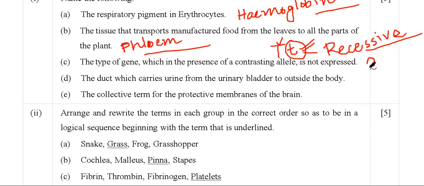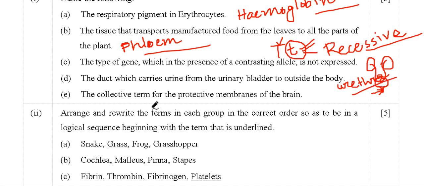So this is the kidney. This is the supposed kidney. From there the tube which mainly comes out from there, this is the ureter, and then it passes the urine to this portion that is called the urinary bladder. And then from the urinary bladder, it moves out from the body through this structure, which is called urethra. So the correct answer will be urethra.